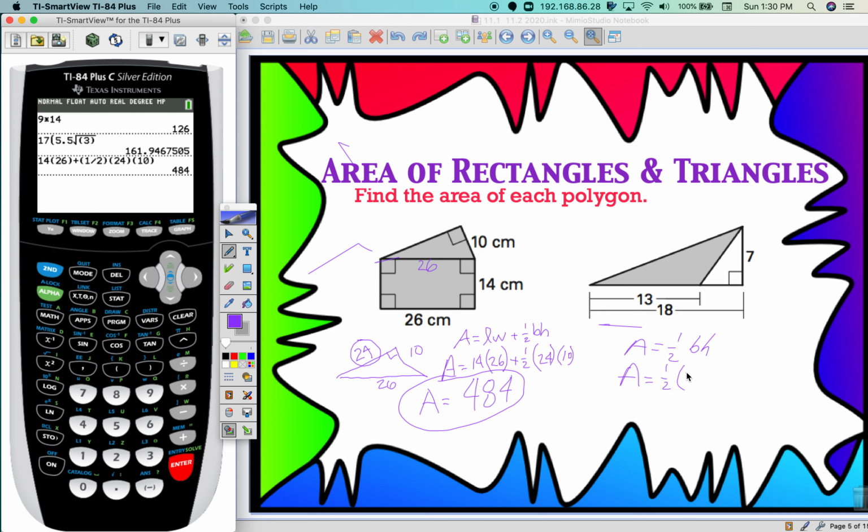Now the base of the gray triangle only is 13, and the height of the gray triangle still needs to go all the way to the top. So even though it's out here, it would still be 7. Type that in your calculator and we'll see what we get. 45.5. Easy stuff, not much to it.